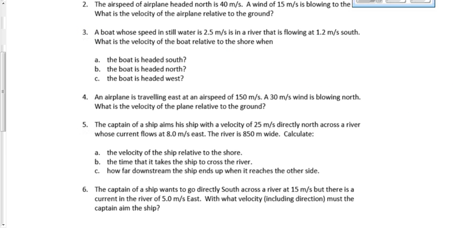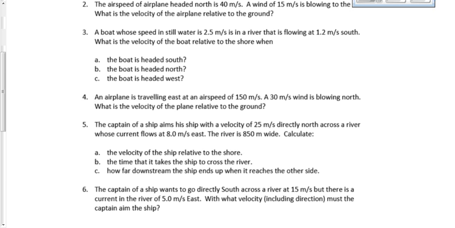Let's have a look at question number 5 here. It says, the captain of a ship aims a ship with a velocity of 2.5 meters per second directing north across the river, whose current flows at 8.0 meters per second to the east. The river is 850 meters wide. What's the velocity of the ship relative to the shore? How long does it take the ship to cross the river? How far downstream does the ship end up?